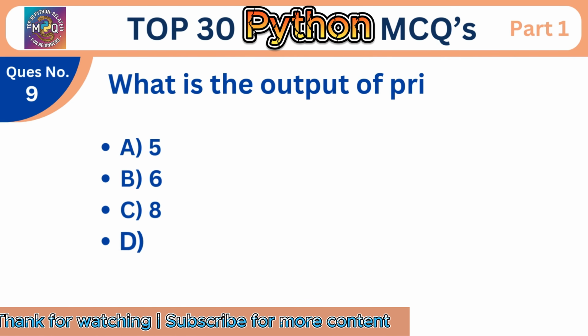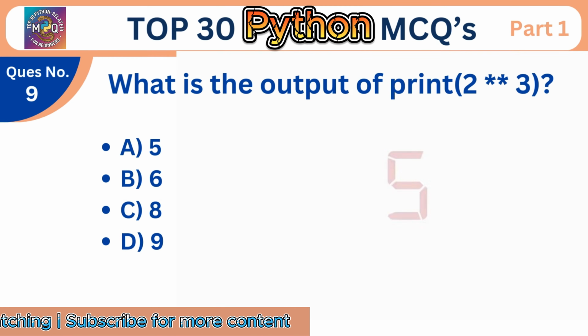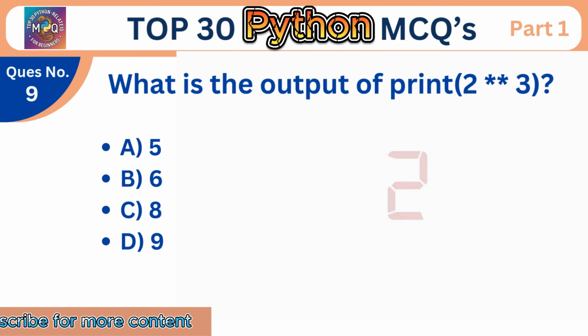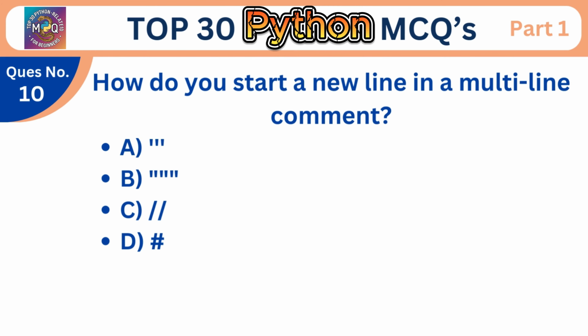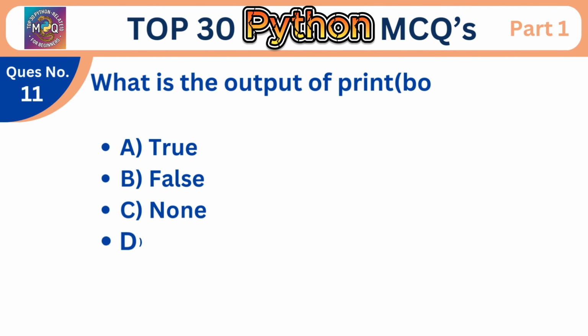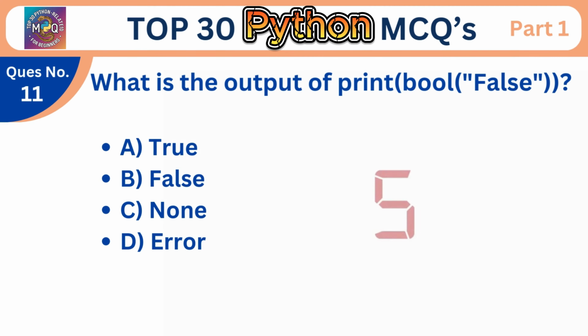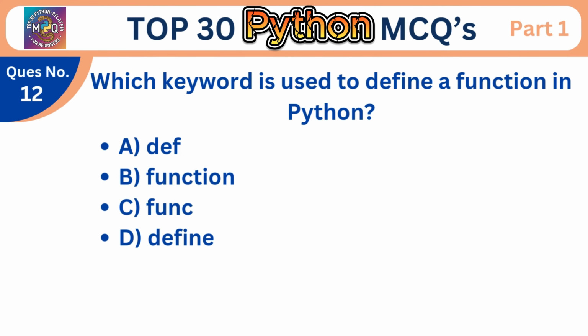What is the output of print(3)? How do you start a new line in a multi-line comment? What is the output of print(bool(False))? Which keyword is used to define a function in Python?